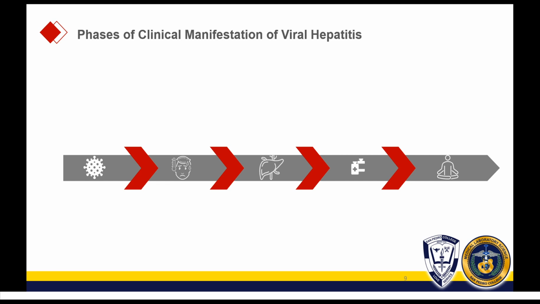Now, the four phases of manifestation of acute hepatitis include phase 1, which is the viral replication phase. So, during this time, the patient is asymptomatic, no symptoms, no physical manifestation, wala. The patient doesn't know that he already is infected with a virus. During phase 1, hepatitis is detectable only through laboratory test results.